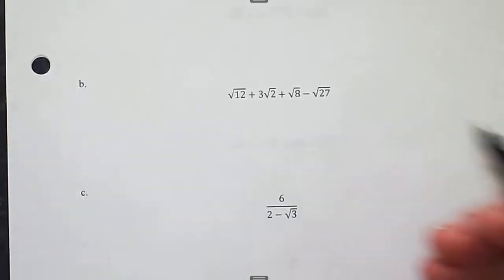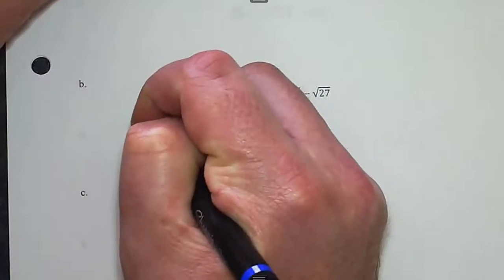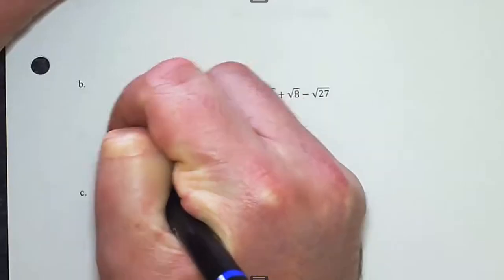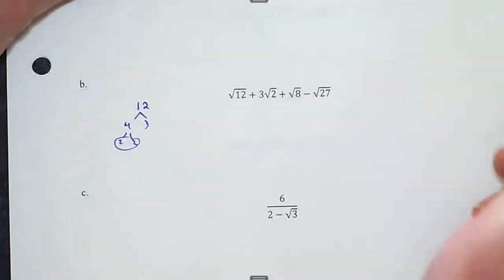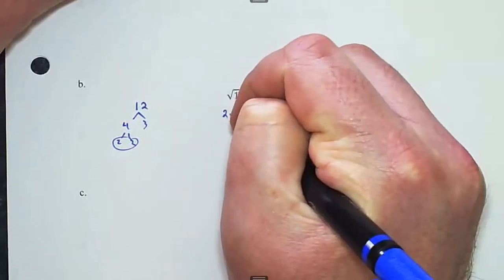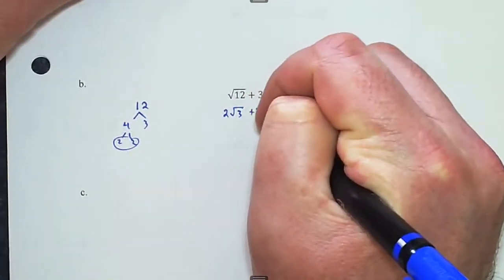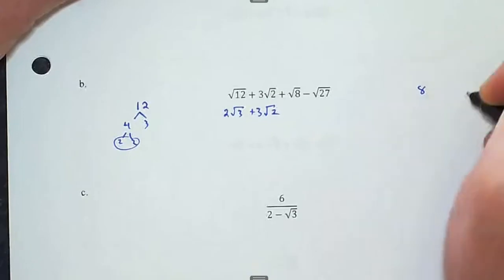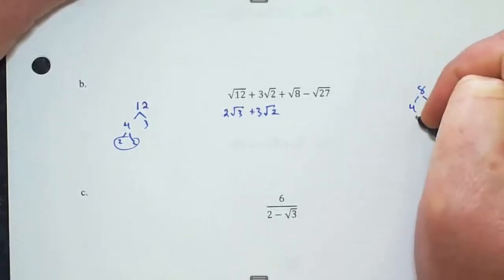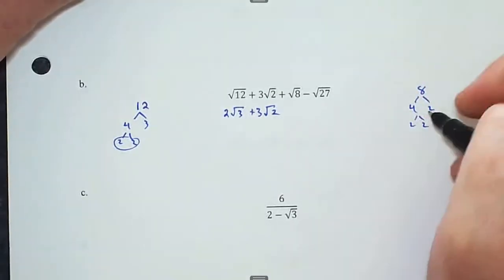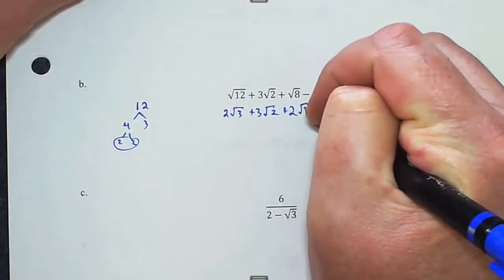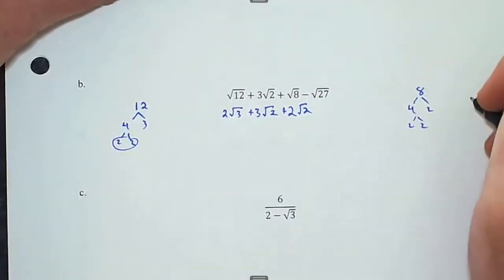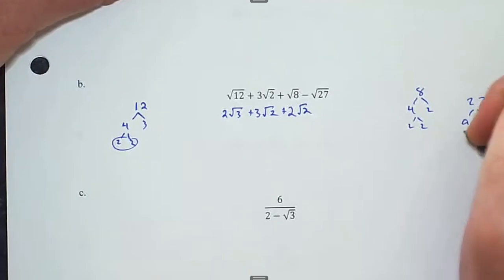So let's work with the 12 first. The number 12, 4 times 3, which is 2 and 2, is 2 root 3. The number 8 is 4 times 2, which is 2 times 2, is 2 root 2. The number 27 I can reduce as 9 times 3, which is 3 root 3.